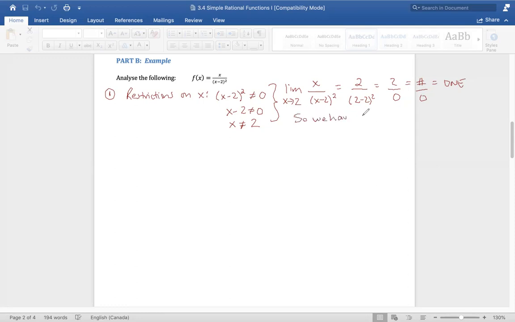So we have a vertical asymptote is what we just figured out. Vertical asymptote. So we have a vertical asymptote at x equals 2. So now, before I move on to y, let's just talk about the behaviors around the vertical asymptote. So that would be like step 2 here.